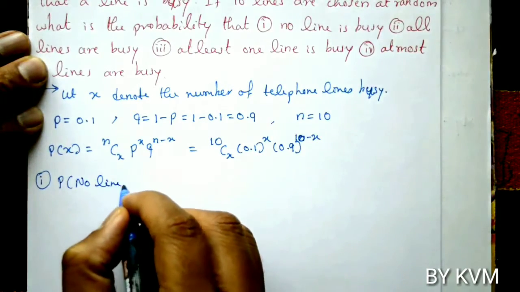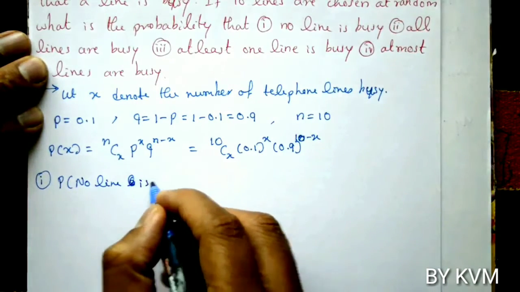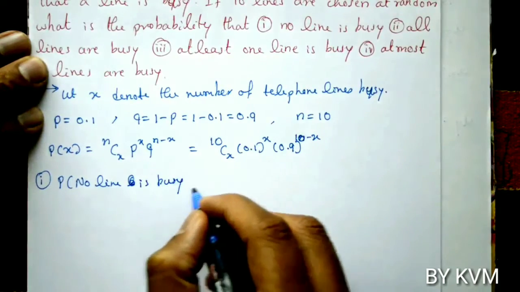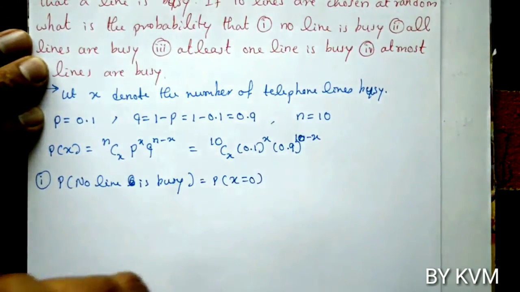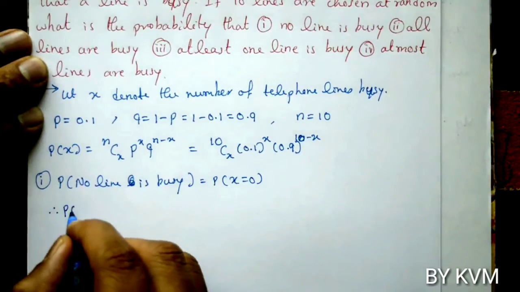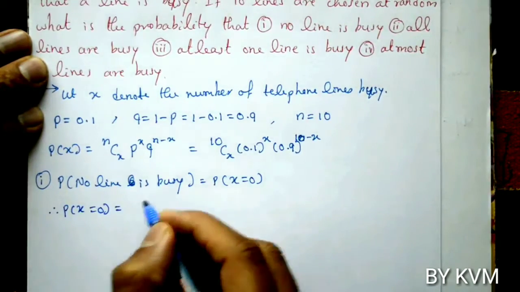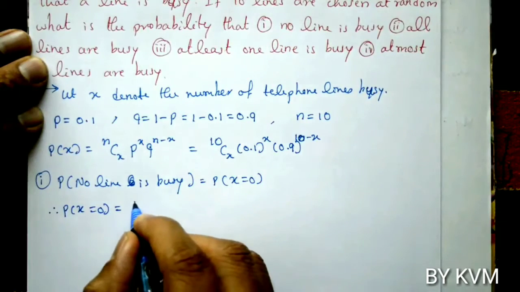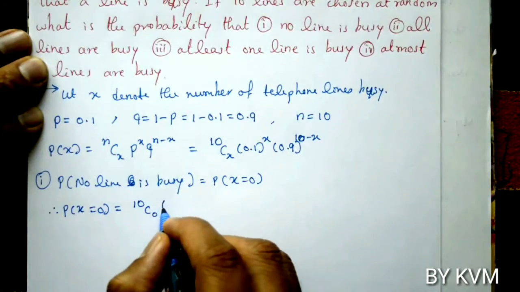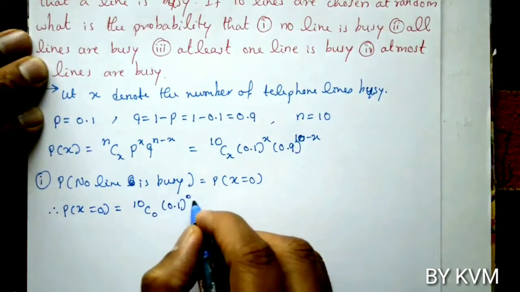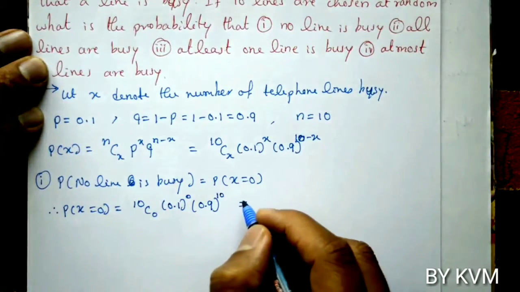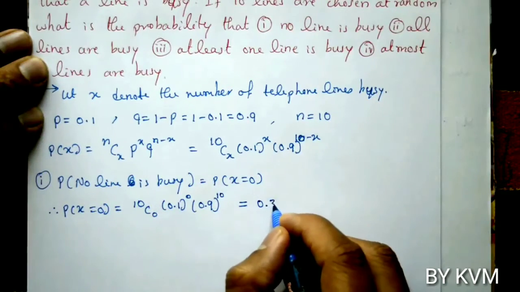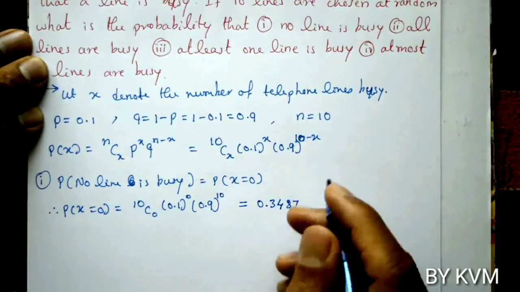Now, first case, no lines are busy. No lines busy means the probability of x equals 0. Probability of x equals 0 equals 10C0, 0.1 whole power 0, 0.9 whole power 10 minus 0. Using the calculator, we get 0.3487.